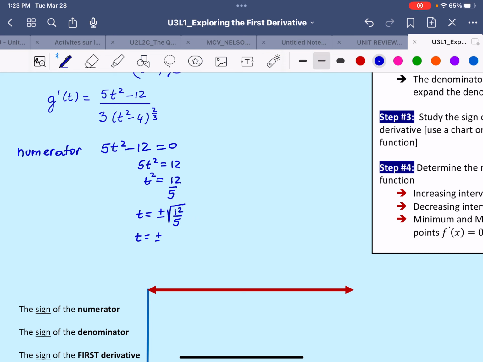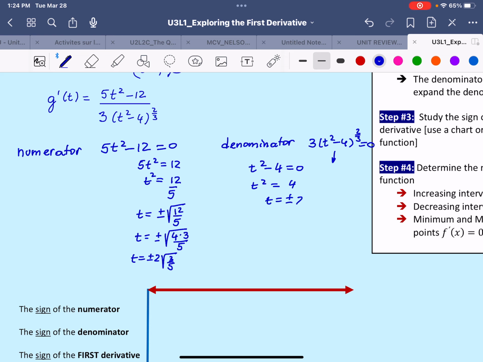Now for the denominator, on the other hand, notice here we have 3 times (t squared minus 4) to the power of 2 over 3, which equals 0. Only the part inside the brackets will create zeros for the denominator. So t squared minus 4 is 0 when t squared is 4, or t equals plus or minus 2. So the key values in our case are plus or minus 2 and plus or minus 2 root 3 over 5.